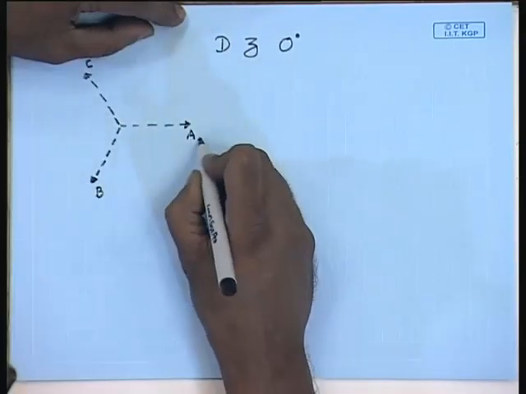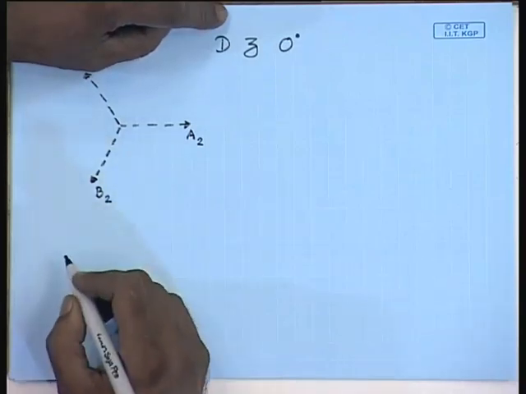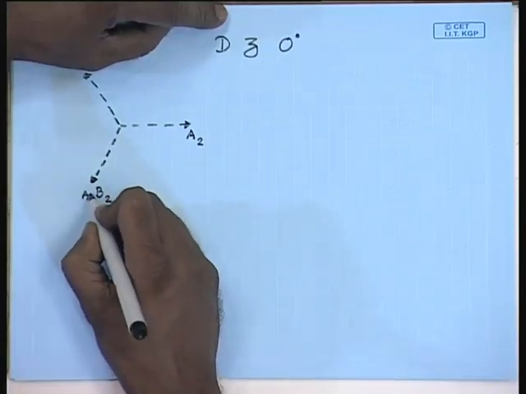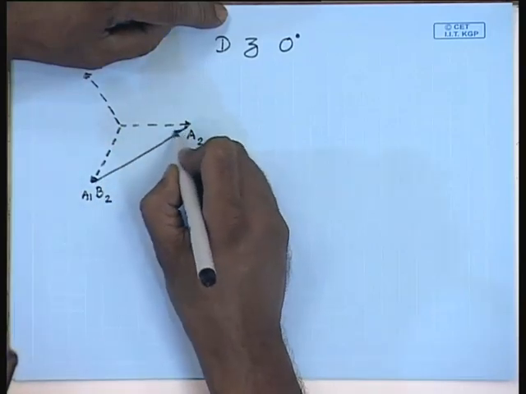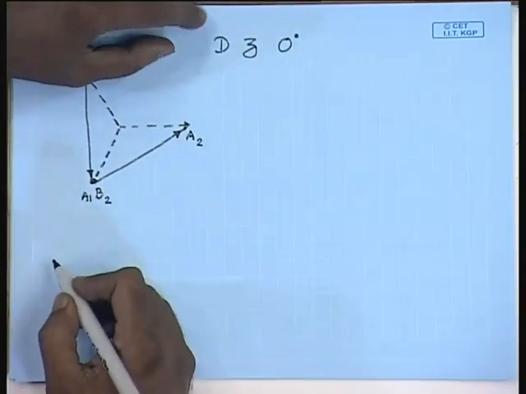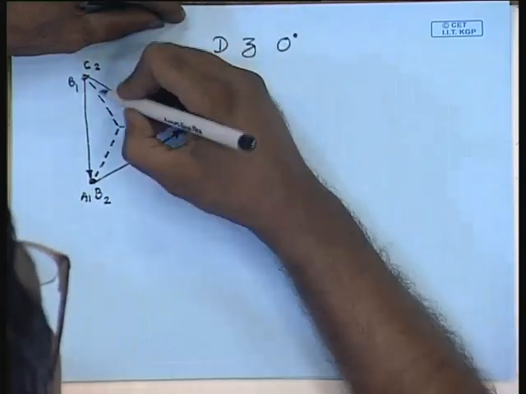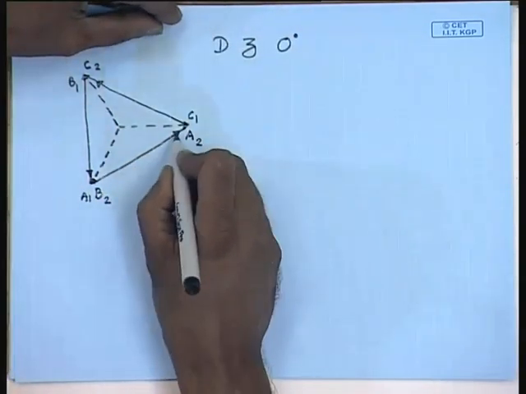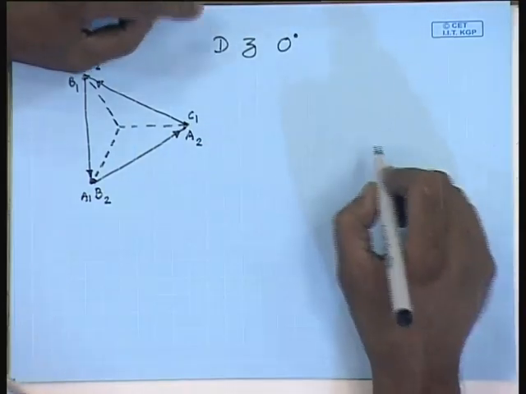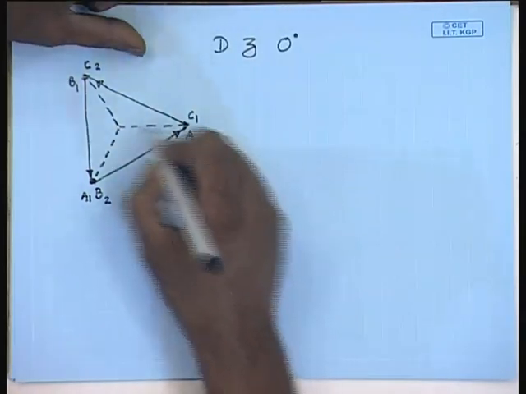If we assume the terminals are connected from A2, B2 and C2, then let us say this is A1. So, the winding voltage is A1 A2, B1 B2 and C1 C2. These are the winding voltages. Now, this is the delta side connection A2 B2 C2.